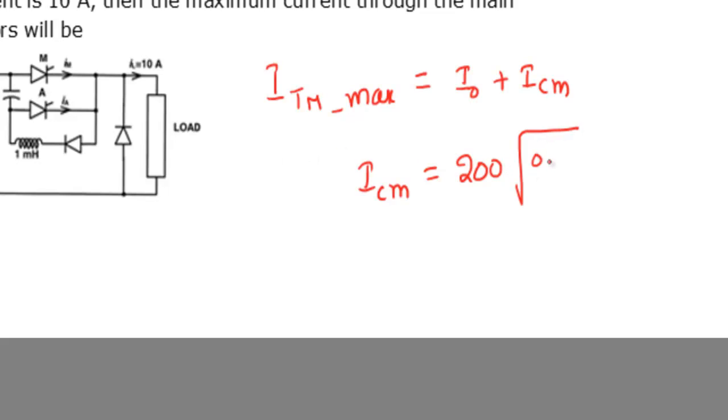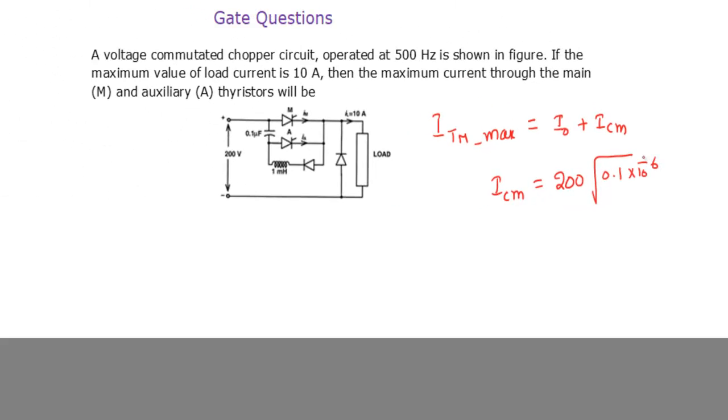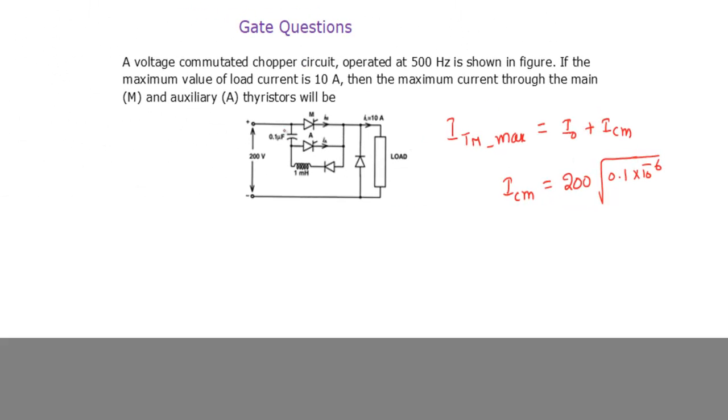C is 0.1 microfarad from the question set. This is 1, and L is 1 millihenry, that is nothing but 1 into 10 to the power of minus 3. So here this 10 to the power of minus 3 gets cancelled, and 10 to the power of minus 3 will remain into 0.1, that means 10 to the power of minus 4, under root will be 10 to the power of minus 2, that means 200 into 10 to the power of minus 2. So that is nothing but 2 ampere.